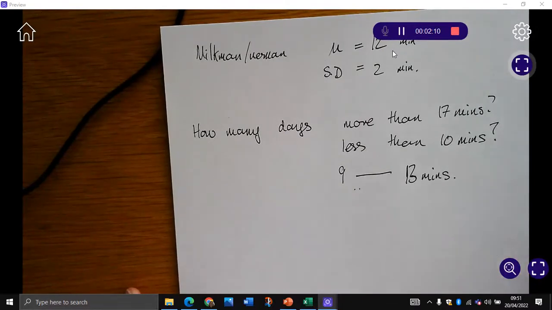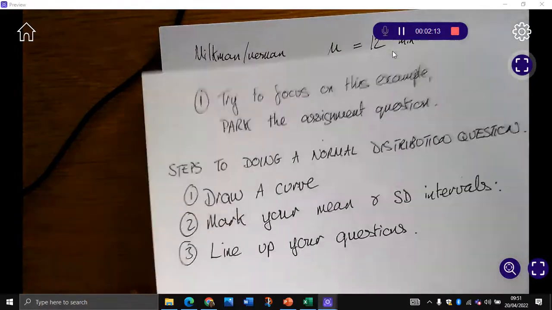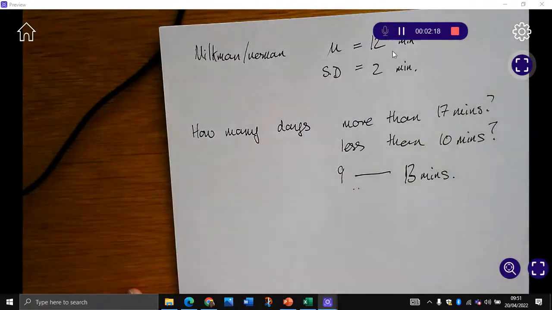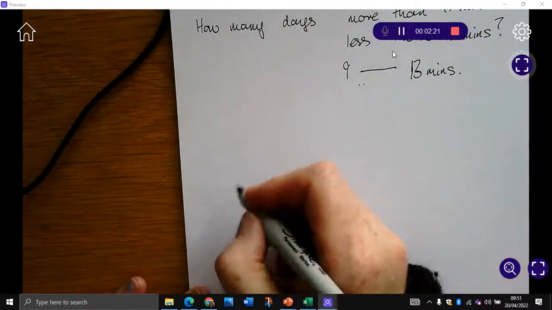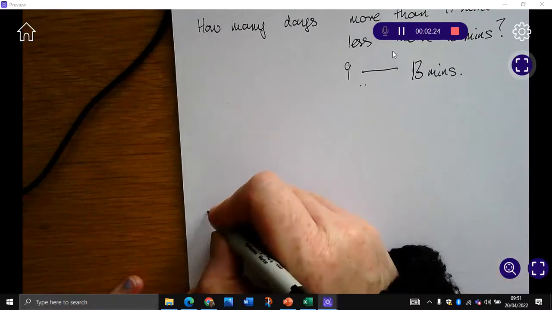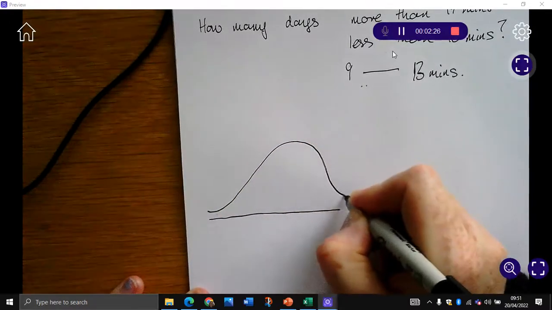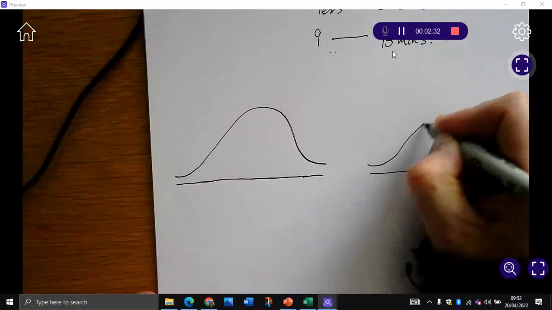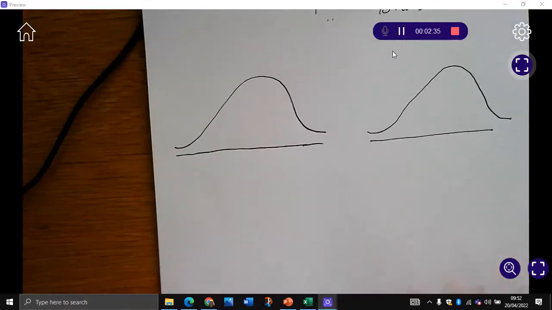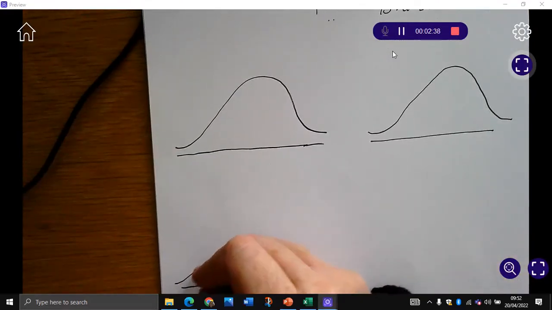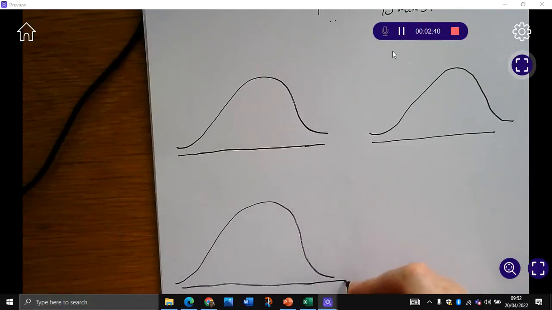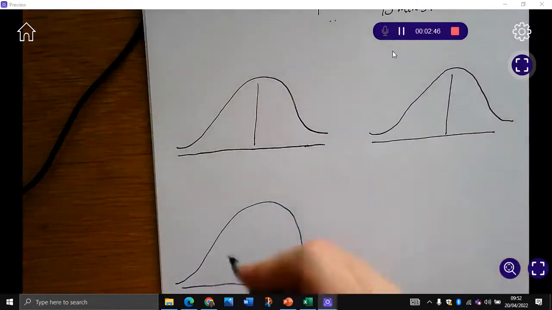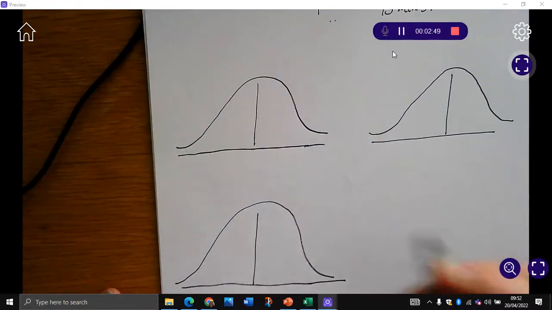Now, if I go back to what I'm suggesting we do, you draw a curve, you mark your mean and the standard deviation intervals, and then you line up your questions. So there's 3 questions, so I'm going to do 3 curves. I'm just going to do 3 little bell-shaped curves, just so we've got some kind of visual here. They're supposed to look the same, but I'm not an automaton.